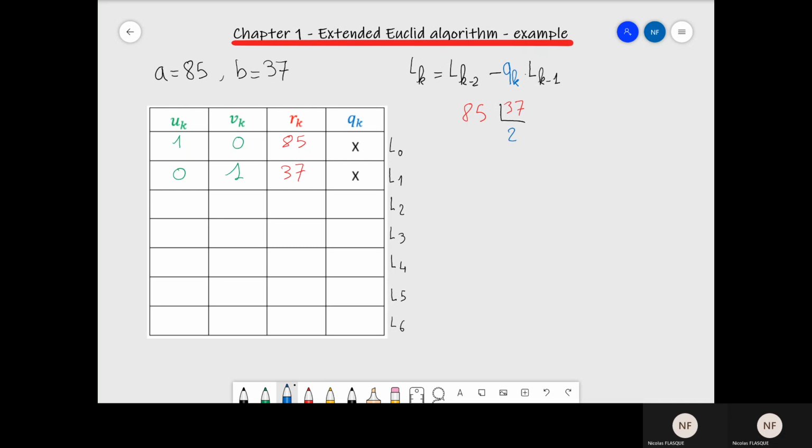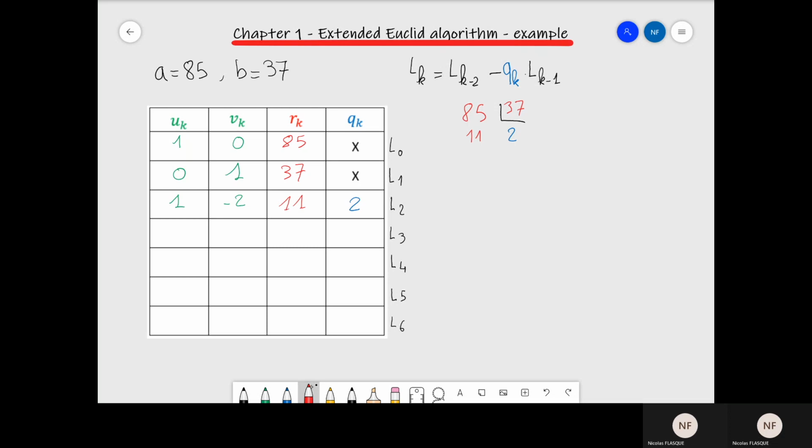So just for an example, first step, that is calculating line 2. The quotient is 2. 2 times 37 is 74. So the remainder here is 11. So we have the value of Q2. Then we calculate U2 as 1 minus 2 times 0, which is 1, and V2 as 0 minus 2 times 1, which is minus 2, and here 85 minus 2 times 37, which is equal to 11.